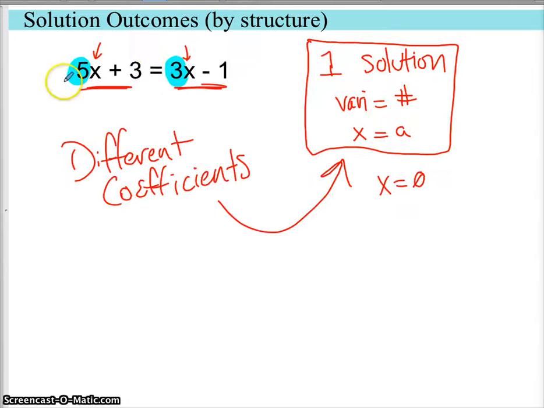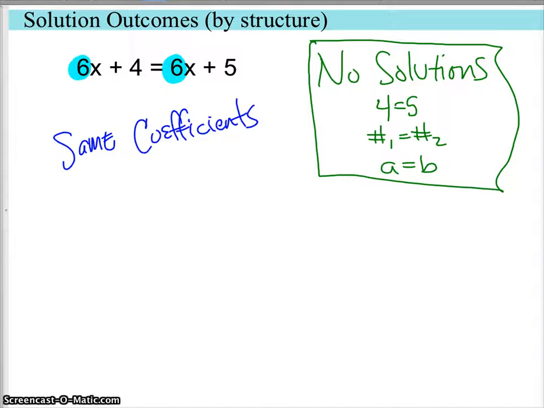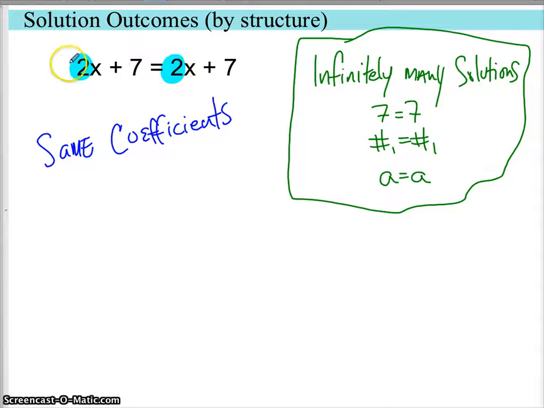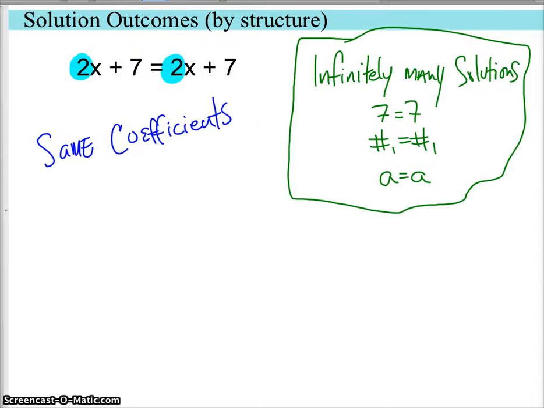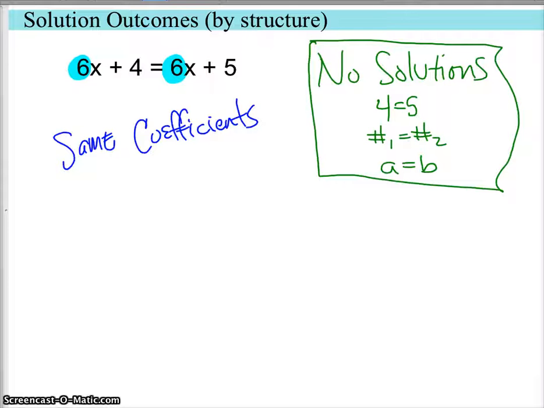So one solution had different coefficients, but no solutions had same coefficients, and infinitely many solutions had same coefficients. So how can we tell apart the no solution from the infinitely many solutions? What we're going to do there is switch over to look at the constants. And the constants in this case, we have a 4 and we have a 5, which are different values. And that's the important part.